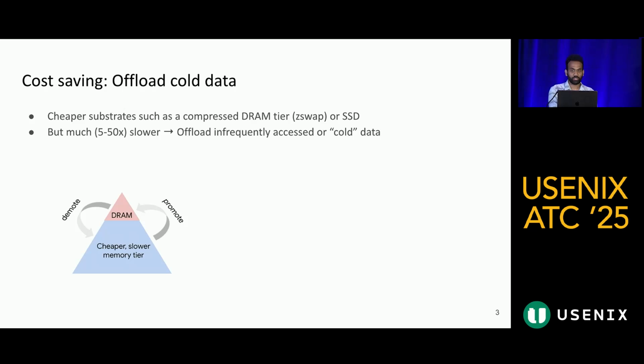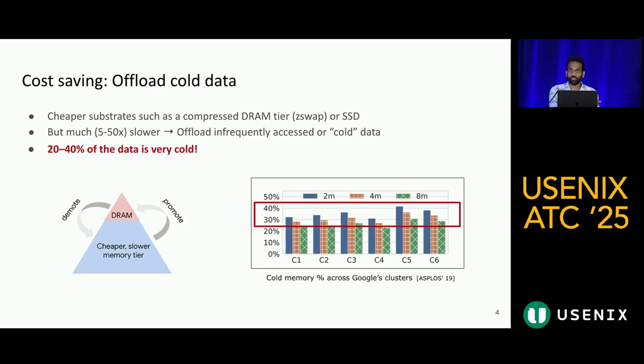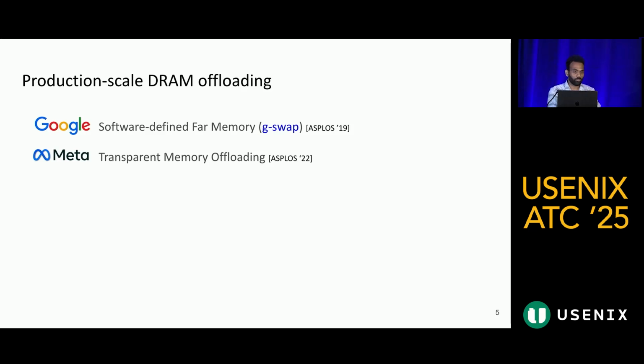But these substrates are generally much slower, so you have to find very infrequently accessed, or what we call cold, data, and then offload that to avoid any impact to application performance. Fortunately, there's a lot of it. Many studies from hyperscaler data centers show that even by a conservative definition of cold memory, of data not being accessed in minutes at a time, there is an ample amount of data that you can offload without any significant performance impact.